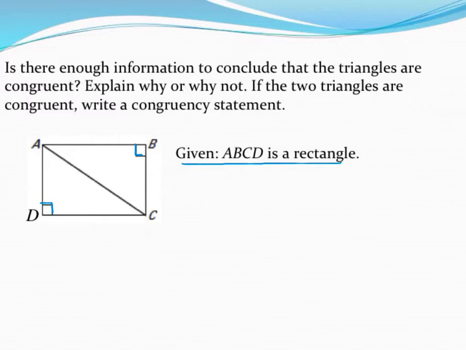Since this is a rectangle, I know that AD is congruent to BC because opposite sides of a rectangle are congruent. I also know that the top and bottom will be congruent. So AB and DC are going to be congruent.